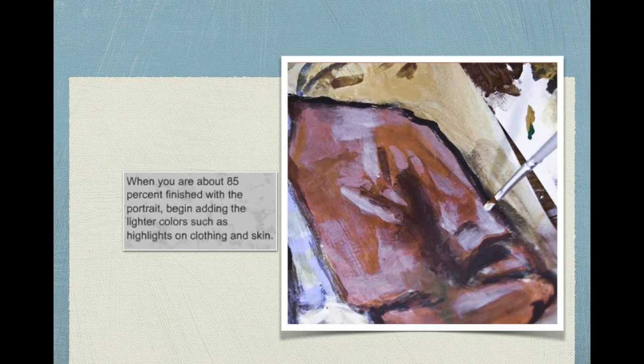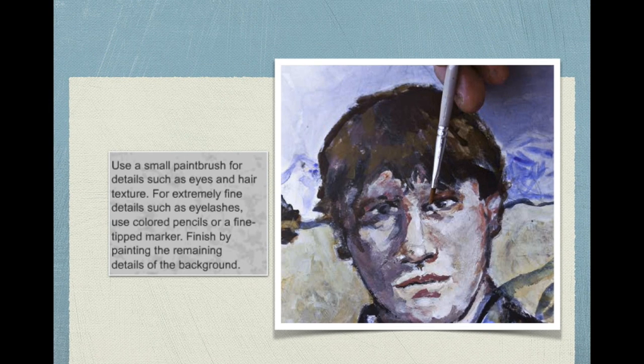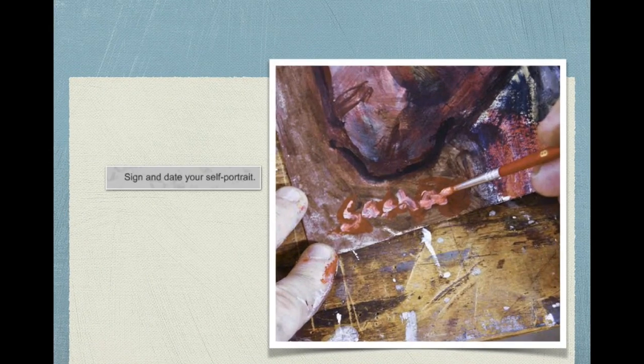When you're about 85% finished with the portrait, begin adding the lighter colors such as highlights on clothing and skin. Use a small paintbrush for details such as eyes and hair texture. For extremely fine details such as eyelashes, use colored pencils or a fine tip marker. Sometimes you can't even see those little details very much. Finish by painting the remaining details of the background. Sign and date your portrait.